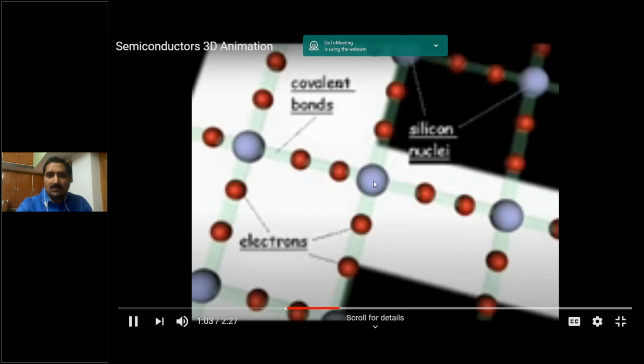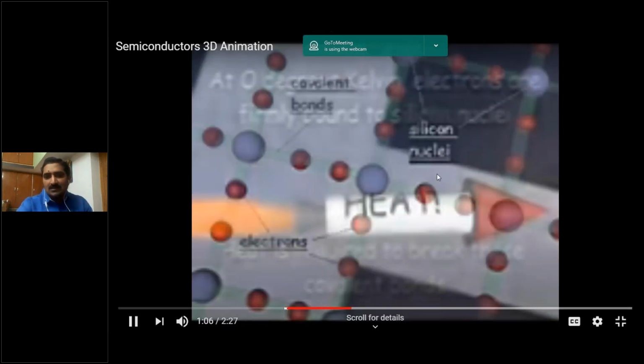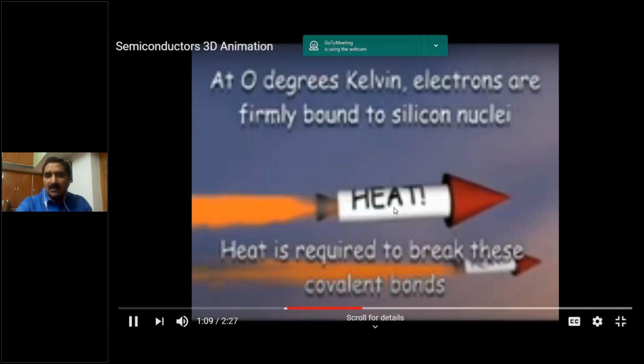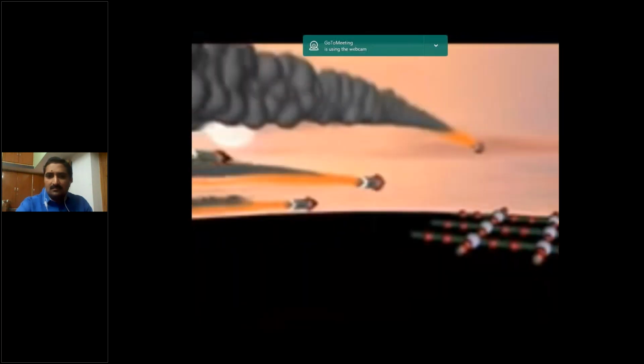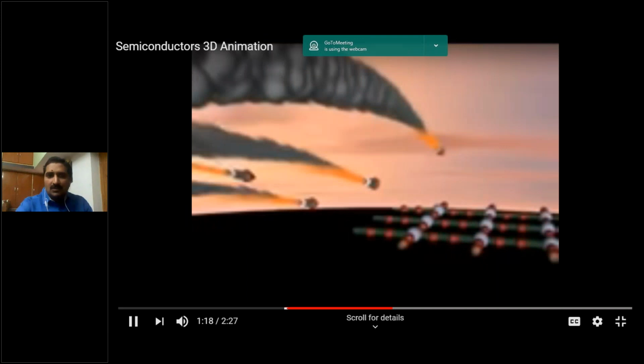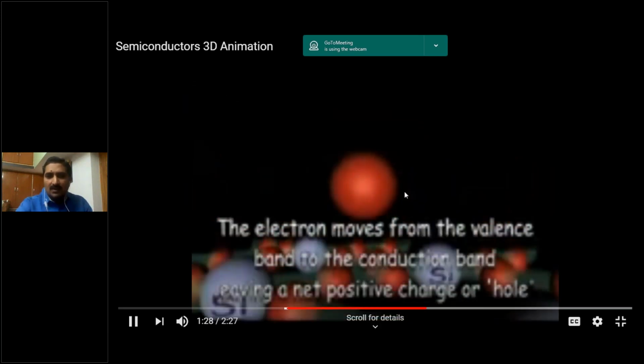So these are the covalent bonds, silicon nuclei. When we are giving energy, heat energy, to the germanium atoms, the heat energy interacts with the atom, so the electron releases from the covalent bond.